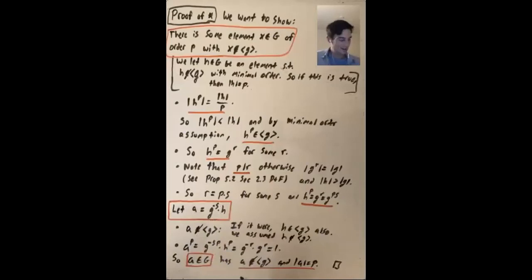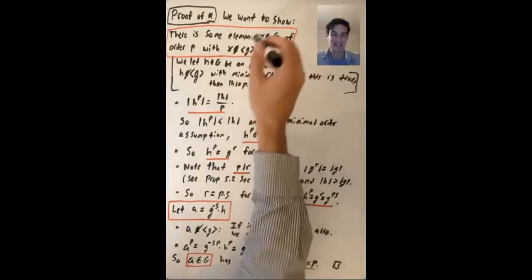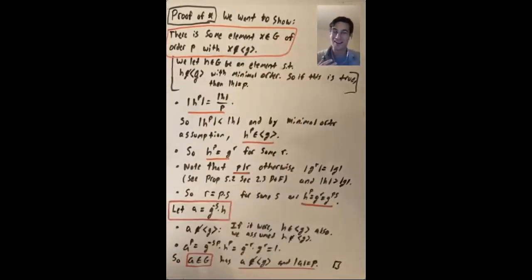So, what do we need? That means that A is an element where you raise it to the P power and you get the identity. That means either it has order P or it's already the identity. But if it's already the identity, then H equals G to the S. And that's not possible because we supposed that H was not in the cyclic subgroup generated by G. So what does that mean? That means A is our element in G that has order P and is not in the cyclic subgroup generated by G. That is the element that we were searching for in this proof.